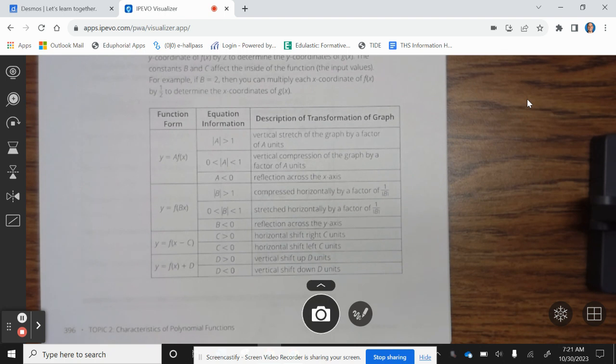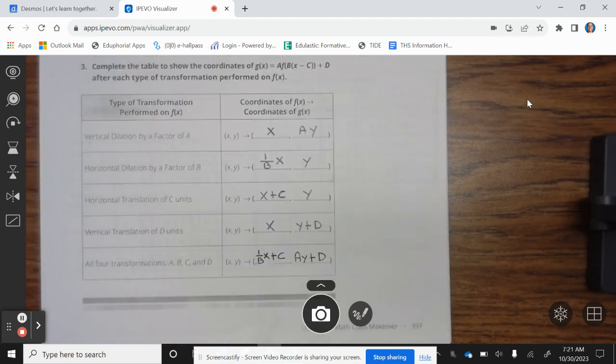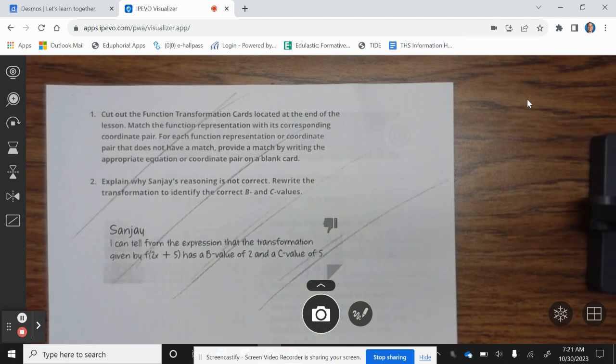When y equals f of x minus c, when c is greater than 0, it's a horizontal shift to the right c units. When c is less than 0, it's a horizontal shift to the left by c units. When y equals f of x plus d, when d is greater than 0, it's a vertical shift up d units. When d is less than 0, it's a vertical shift down d units. Let's take a look at the next page. All right, go ahead and mark that off.